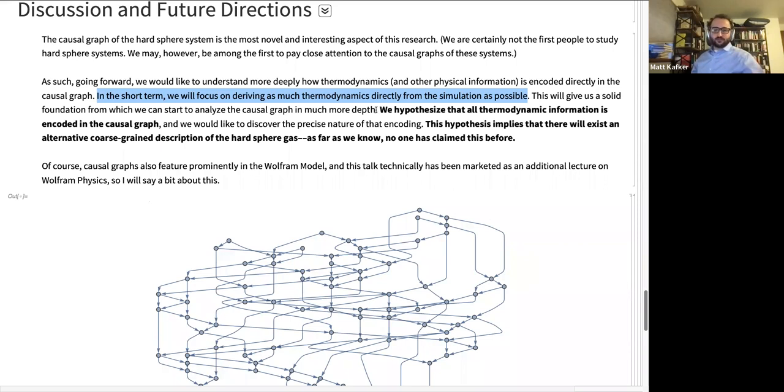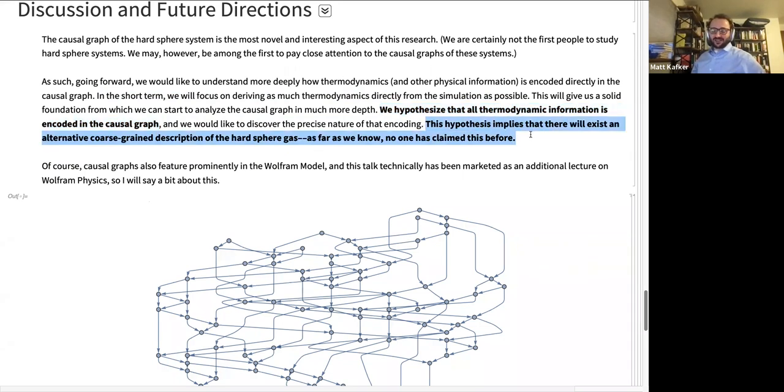Because you guys might already be reading the things that I have in bold here, but this is a really cool hypothesis: all of thermodynamics is in the causal graph. Now, we don't know whether that's true, but temperature came out immediately. It was easy, it took us 1.5 years, it was easy. So we think that everything is going to be there, and that's really cool.